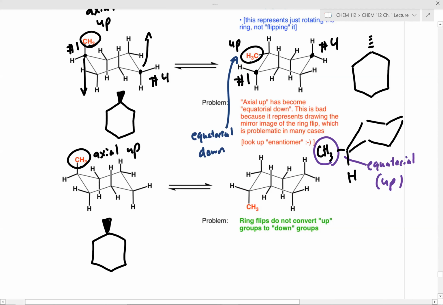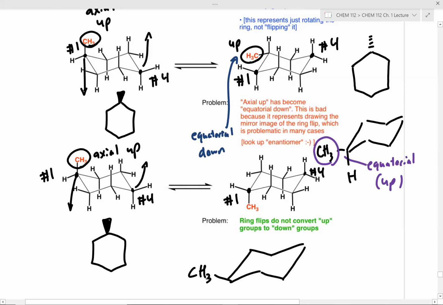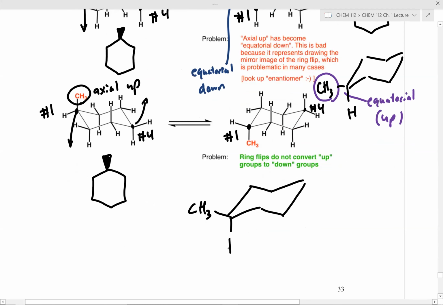After a ring flip, so carbon number 1 is here, carbon number 4 is here, carbon number 1 goes down, carbon number 4 goes up. Okay, so we have carbon number 1 and carbon number 4. Perfect. And so we expect after a ring flip to go from axial to equatorial. So our correct structure would have the methyl group at the equatorial position.